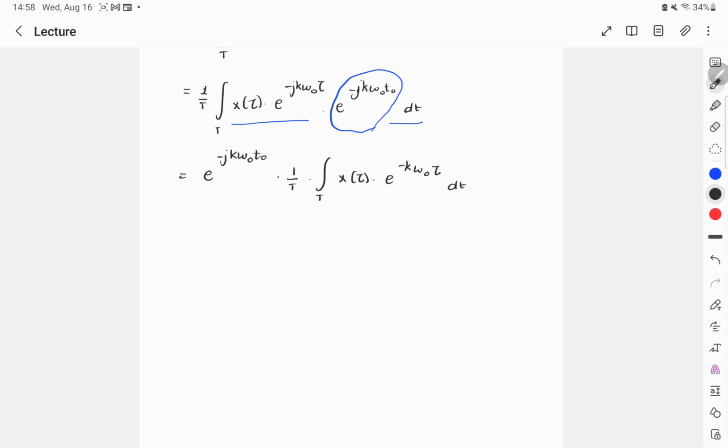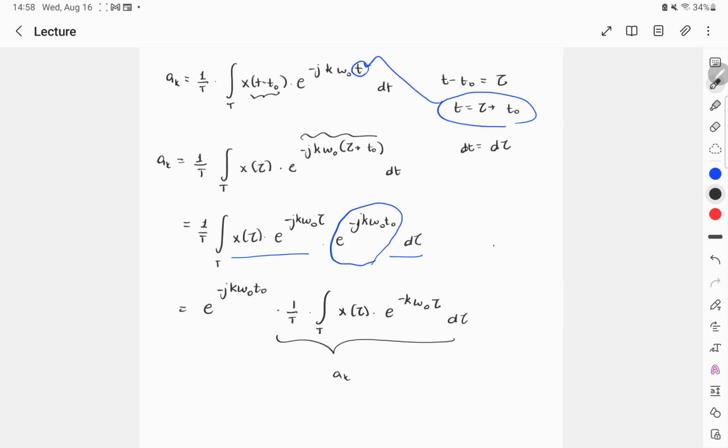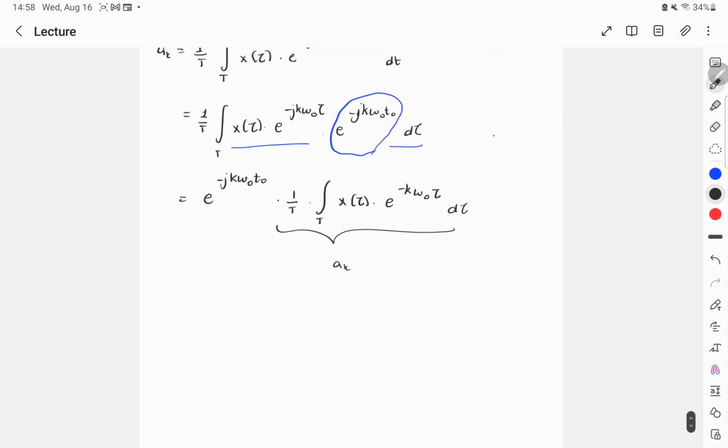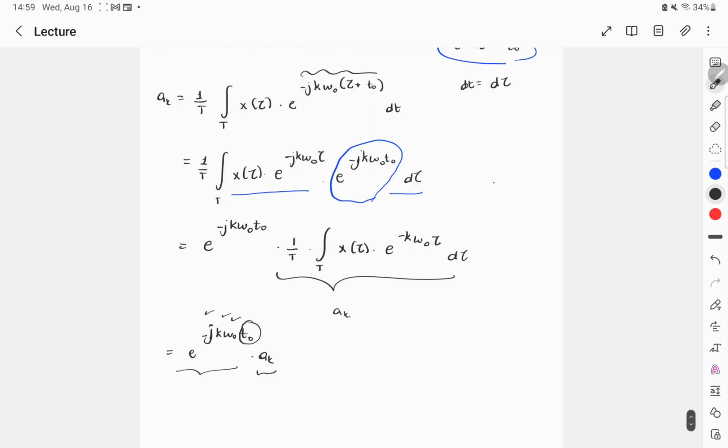And as we can see here, just the dummy variable changed. So we can write this as a_k. And that's why we can basically see that it is equal to the same value of Fourier series coefficients times e to the power of minus j k omega t0, the value that it was shifted with.